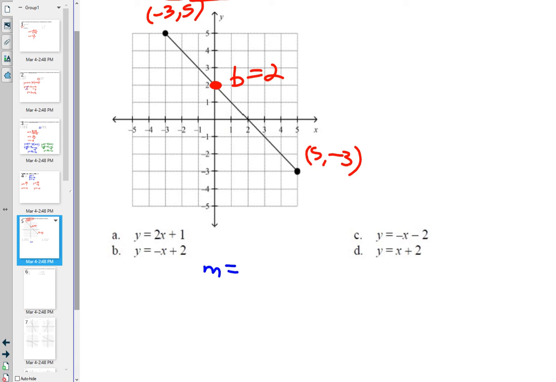So slope is equal to subtract the y, 5 plus 3, and then negative 3 minus 5. So that gives me 8 over negative 8, which gives me negative 1. Which one of these has a slope of negative 1 and a y-intercept of 2? B.